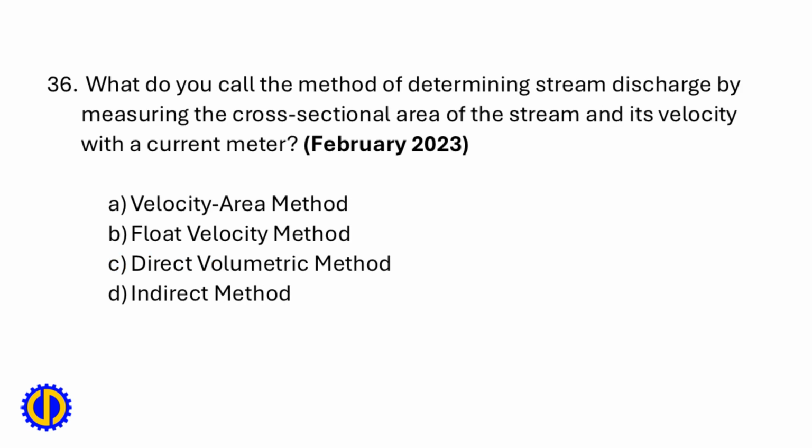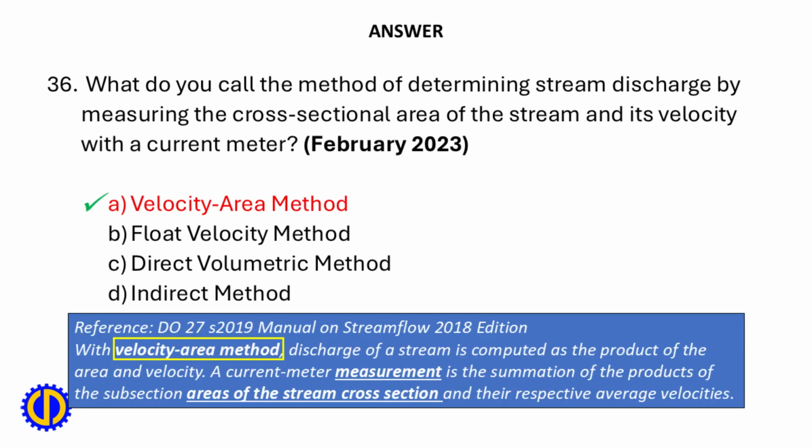36. What do you call the method of determining stream discharge by measuring the cross-sectional area of the stream and its velocity with a current meter? A. Velocity area method, B. Float velocity method, C. Direct volumetric method, D. Indirect method. A. Velocity area method. Reference: DO 27S 2019 Manual on Streamflow 2018 edition. With velocity area method, discharge of a stream is computed as the product of the area and velocity.